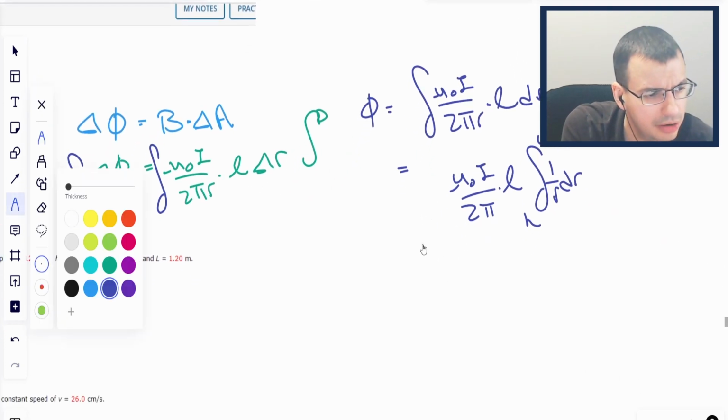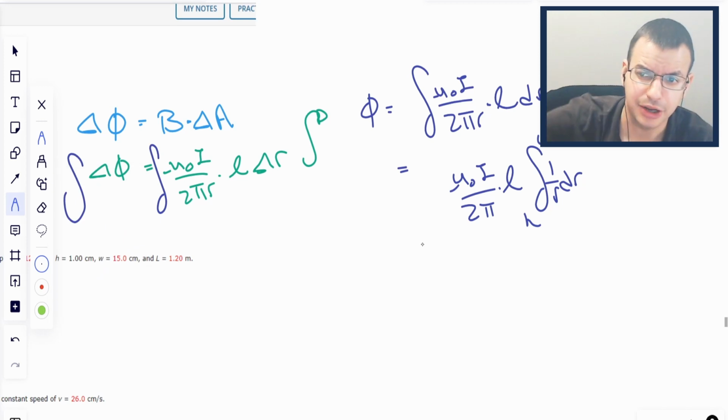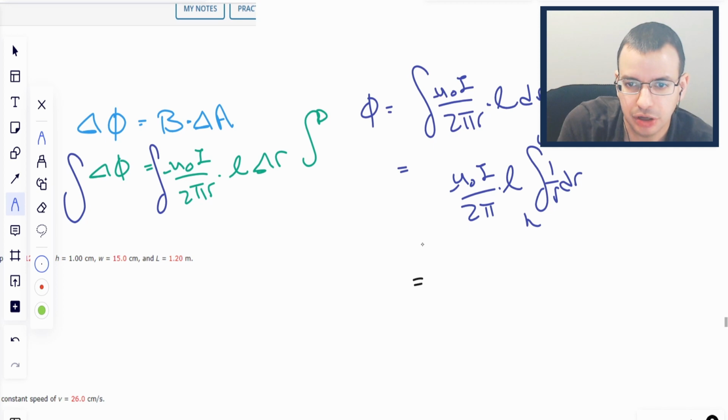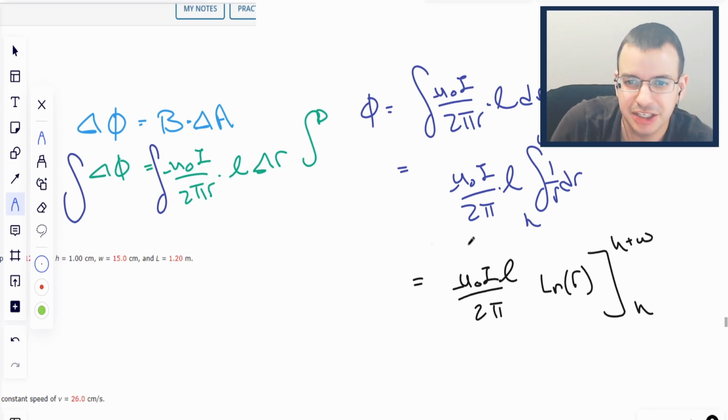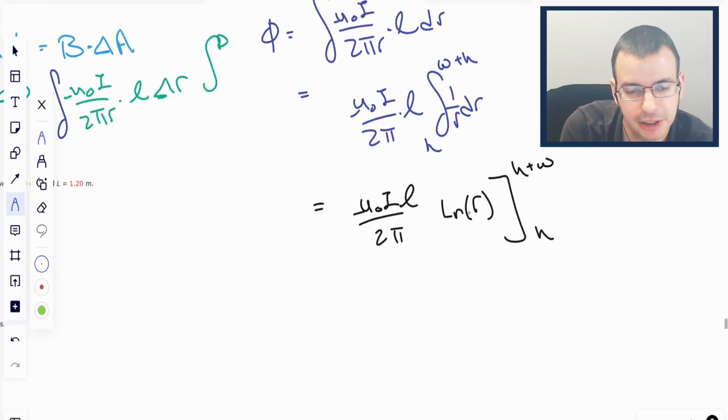All right, so now, harking back to calculus, the integral of 1 over r is the natural log of r. So we have mu naught I L over 2 pi times the natural log of r evaluated from h to h plus w. Or w plus h, same thing.